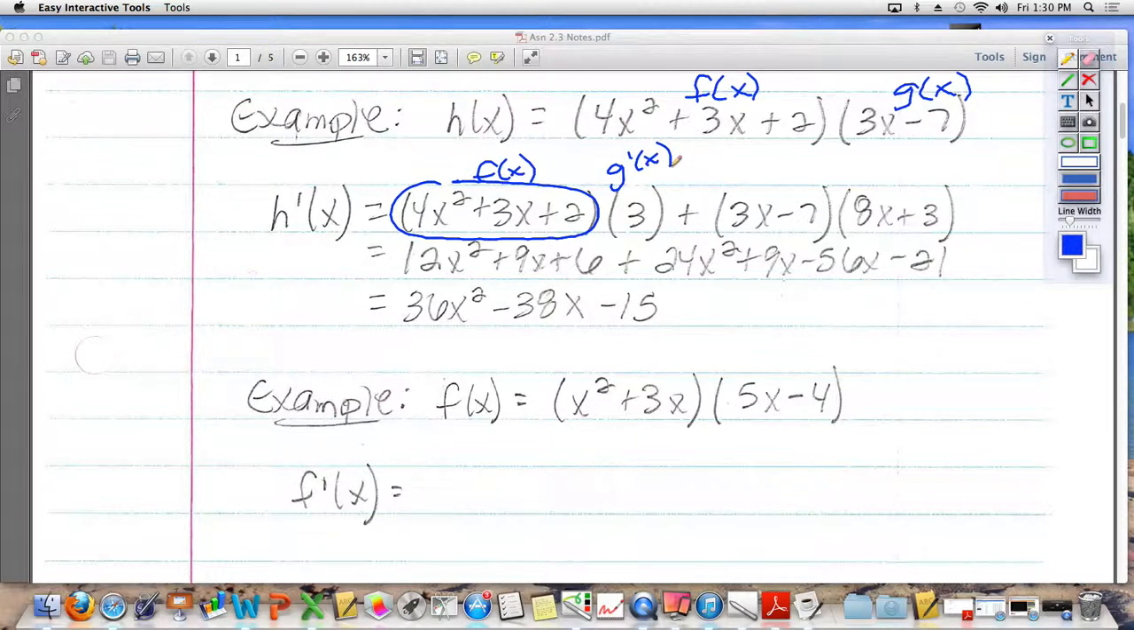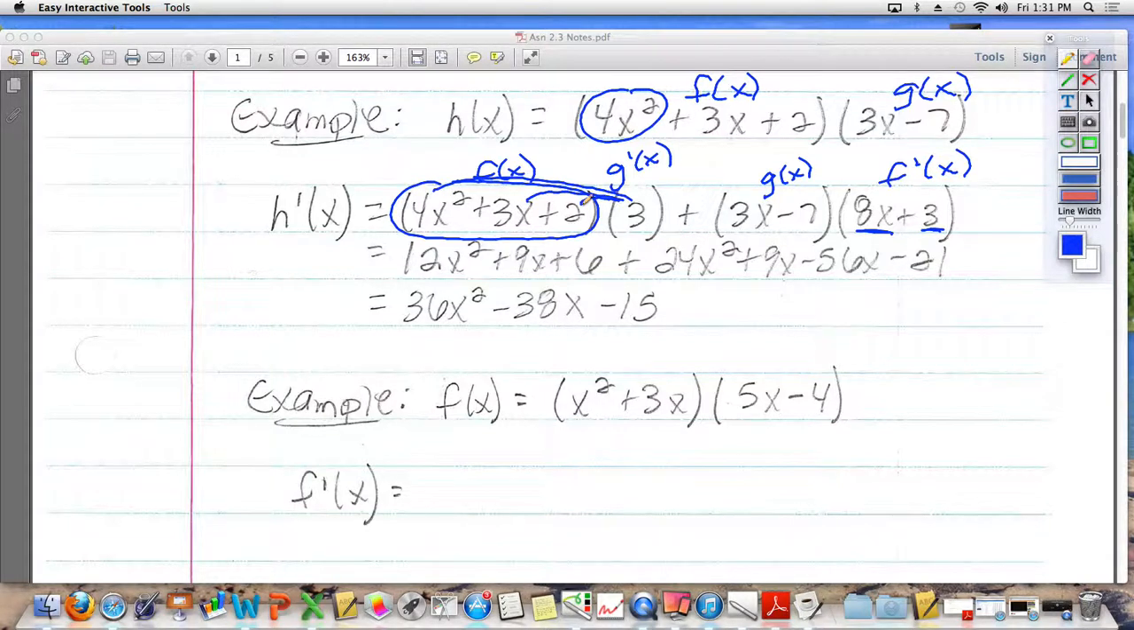You add it to g of x, which is 3x minus 7, and you multiply that by the derivative of f of x. What is the derivative of f of x? 4x squared is going to be 8x. The derivative of 3x is 3. And what is the derivative of 2? 0. So that's why it's just 8x plus 3. So this was the derivative of f of x. Now what you need to do is clean it up. So you're going to take 3 and distribute it into the 4x squared, into the 3x, and into the 2, giving you 12x squared plus 9x plus 6.